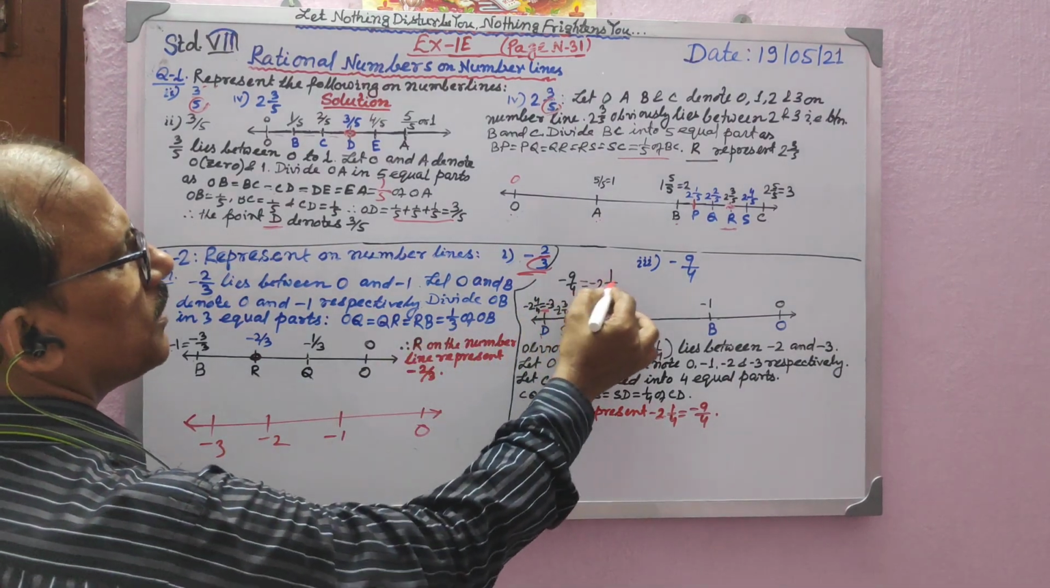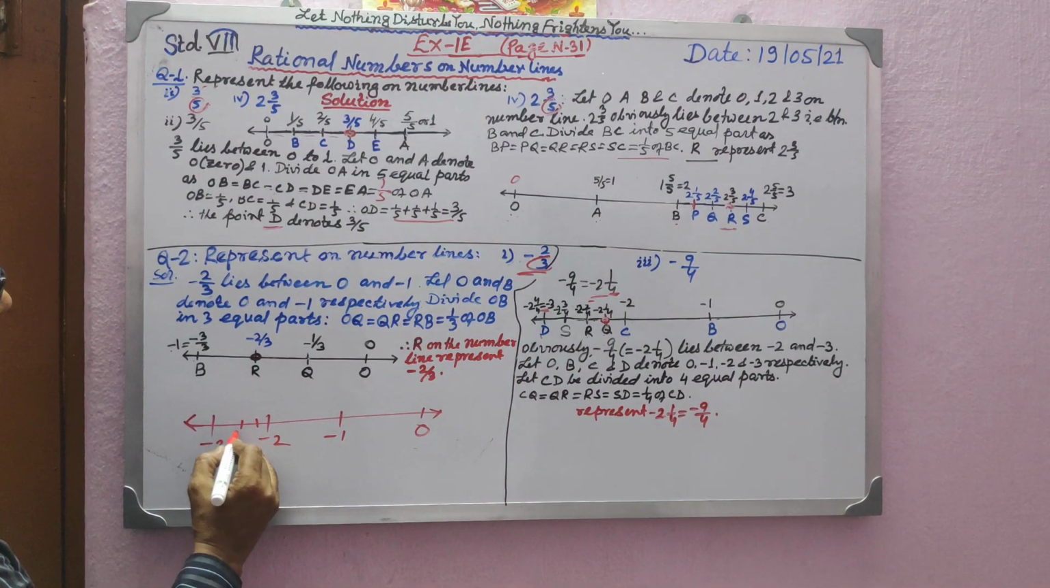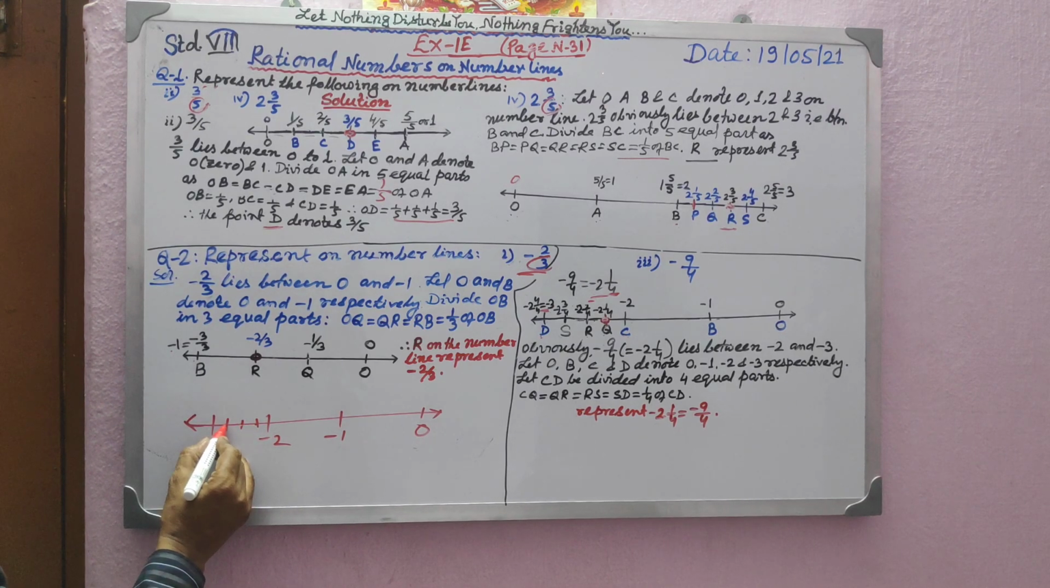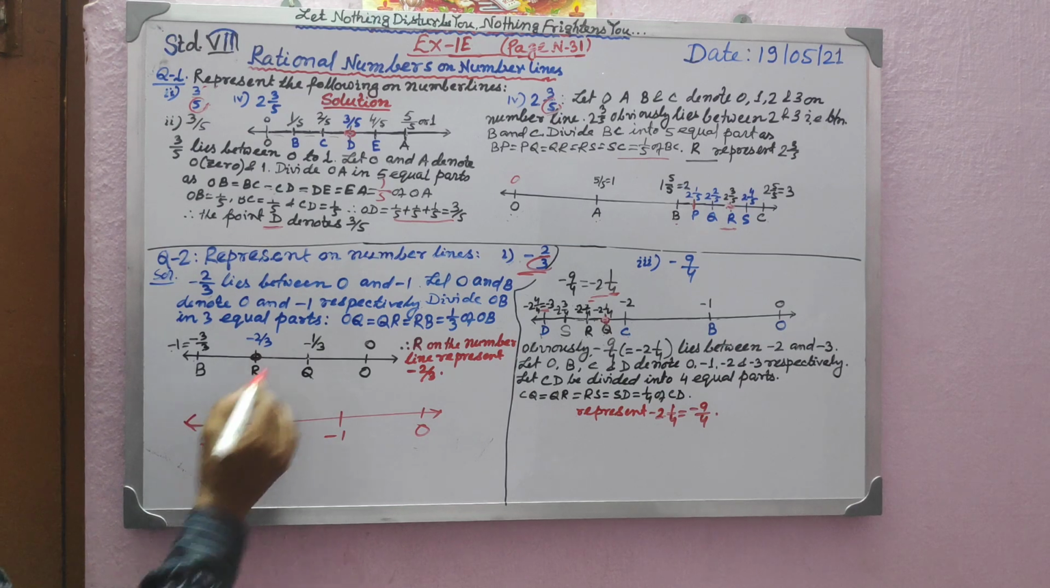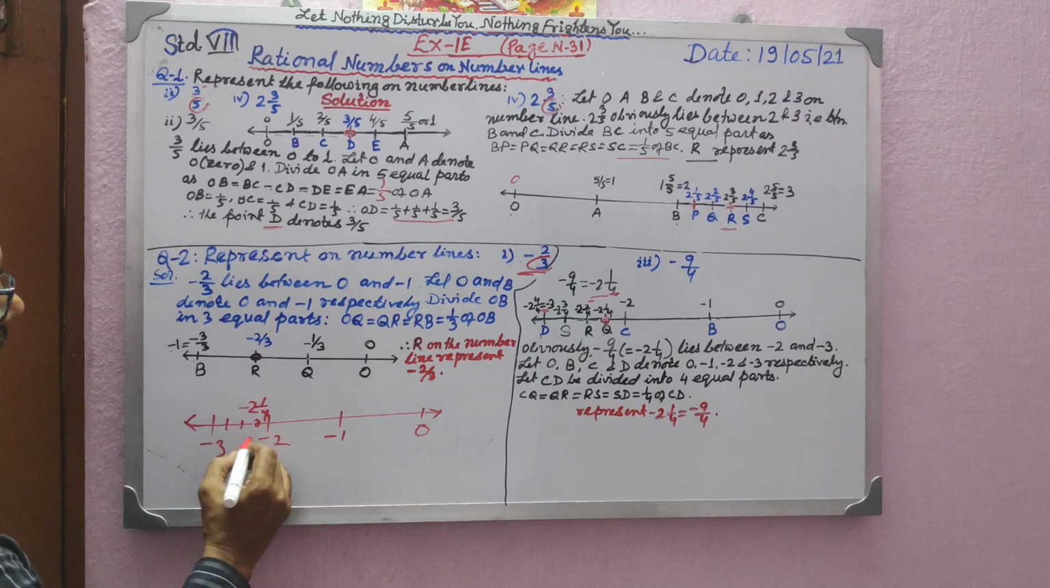And what is the denominator? 4. You have to make this one into 4 equal parts, 1, 2, 3 and 4. So this will be minus 2 whole 1 by 4. This will be minus 2 whole 2 by 4. This will be minus 2 whole 3 by 4. What is it? Minus 2 whole 1 by 4. If you represent that as P, then P on the number line will be representing minus 2 whole 1 by 4. I hope you have understood.